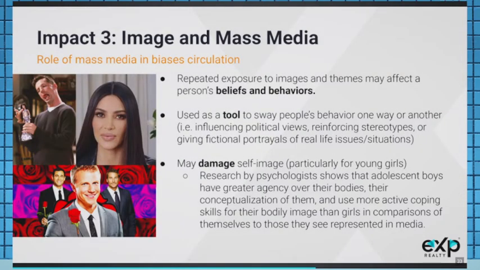Impact number three is image and mass media. We're going to talk about the role of mass media in bias circulation. Repeated exposure to images and themes may affect a person's beliefs and behaviors, and this is used as a tool to sway people's behavior one way or another, i.e., influencing political views, reinforcing stereotypes, or giving fictional portrayals of real-life issues and situations.